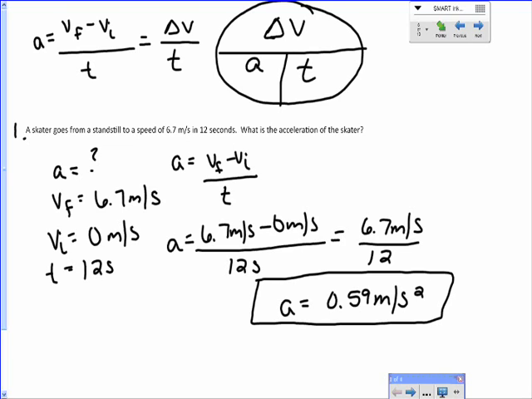All right, this is where you're going to pause the tape, do number 2, 3, and 4, and then resume the tape to see the solutions.